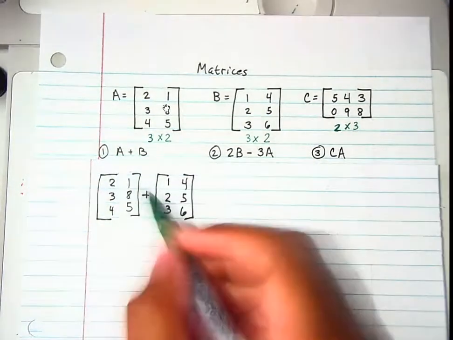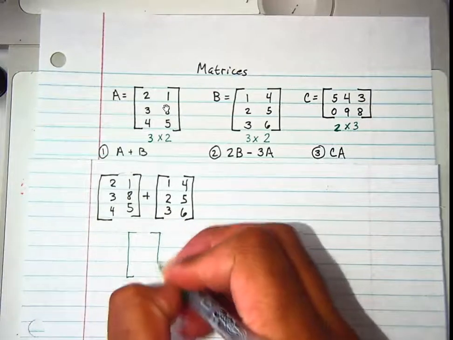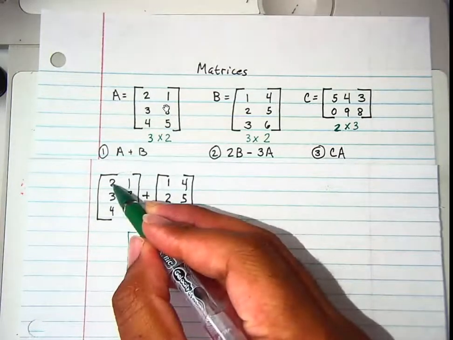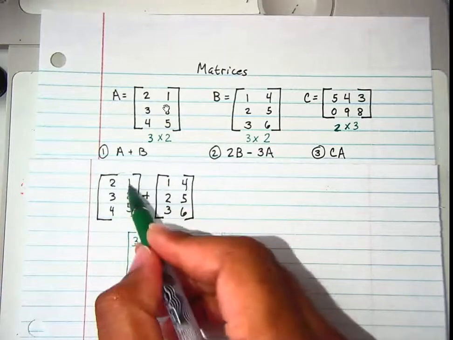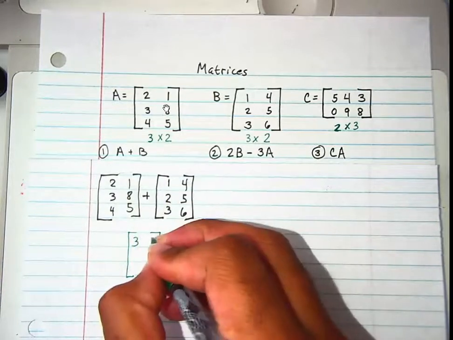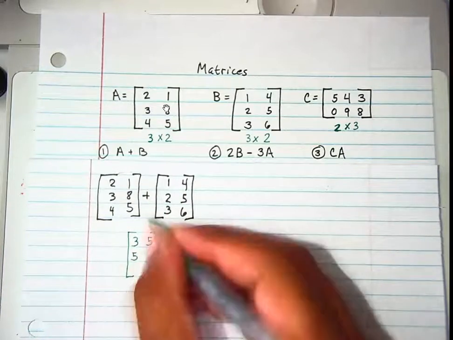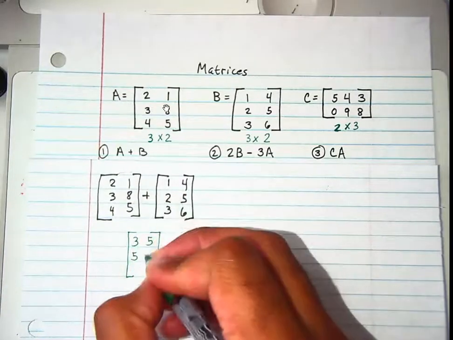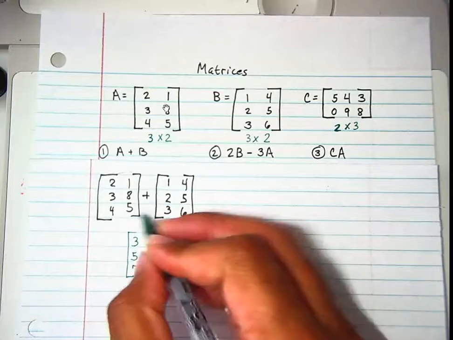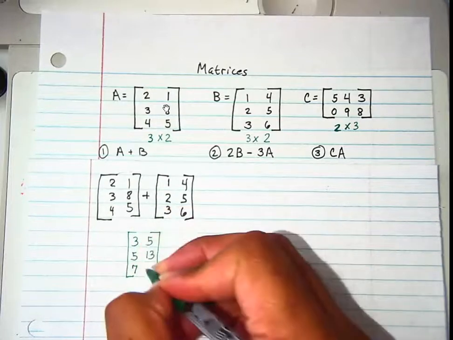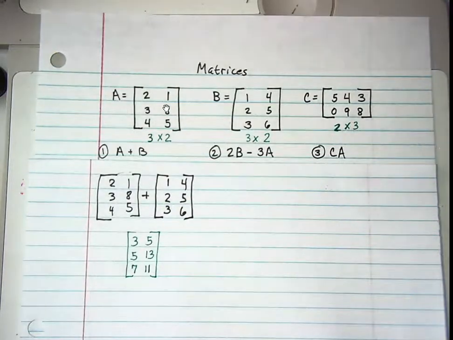All right, so we're adding. Again, we're going to do like we did with vectors, the corresponding spots. So here, 2 plus 1 is 3. 1 plus 4 is 5. 3 plus 2 is 5. 8 plus 5 is 13. 4 plus 3 is 7. 5 plus 6 is 11. And that's our answer for A. No other work to be done.